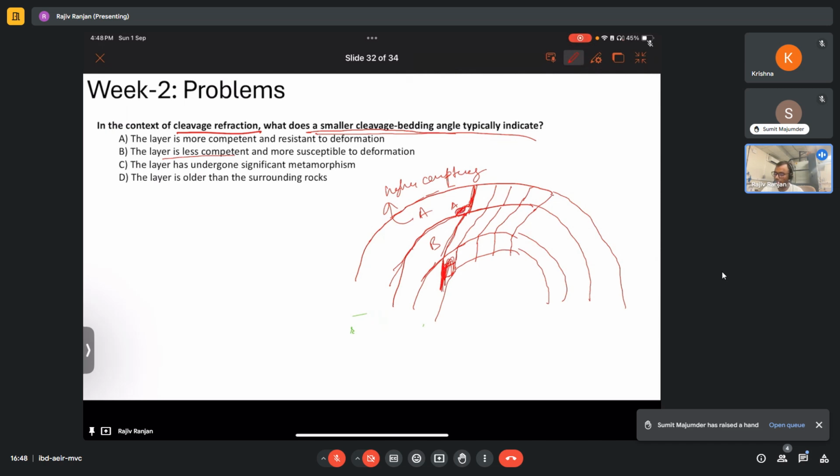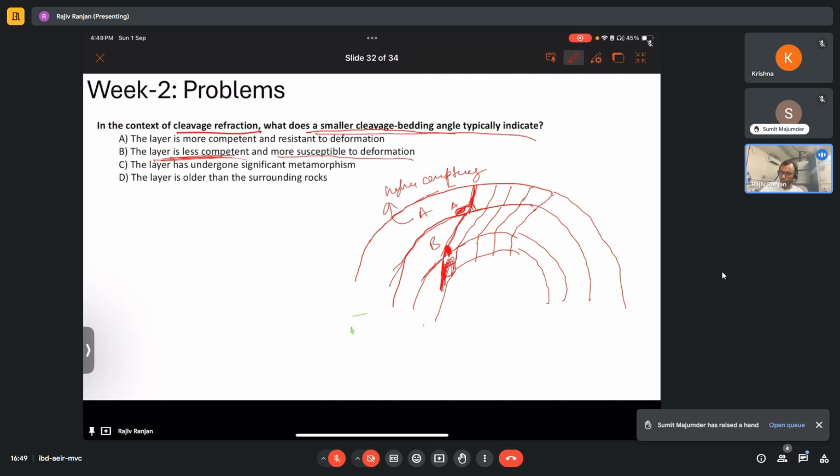Or if you see this way also, this is making a lower angle. So the layer which is less competent will become more prone to deformation. So they are more susceptible to deformation. That is why their angle is less with the beds.